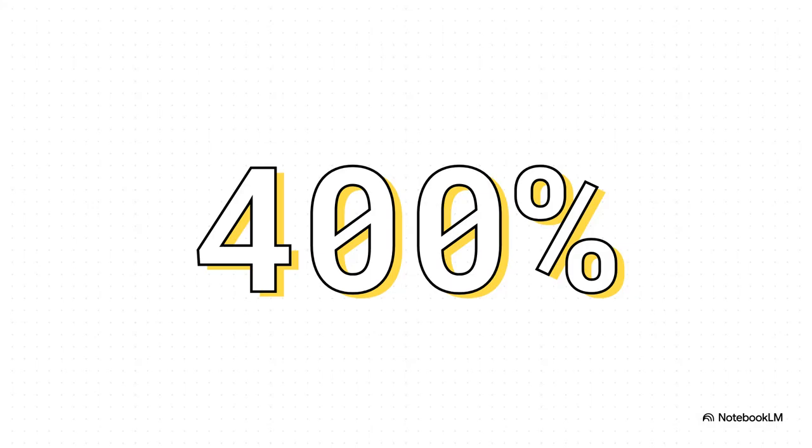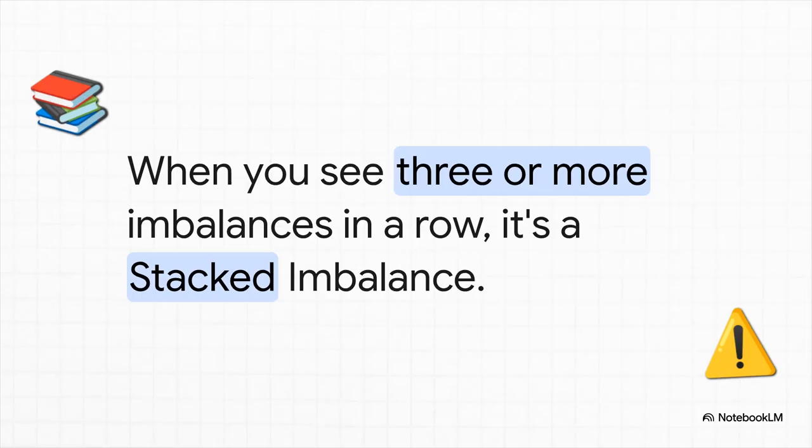And how out of whack are we talking? Well, you can change this, but a very common setting is 400%. That means for an imbalance to even get flagged, the buyers at one level have to be at least 4 times stronger than the sellers at the next level up, or the other way around. This isn't just a small lead. We're talking about overwhelming, one-sided force. Now, what happens when you see this kind of aggression not just once, but stacked on top of each other, maybe 3, 4, 5 times in a row?